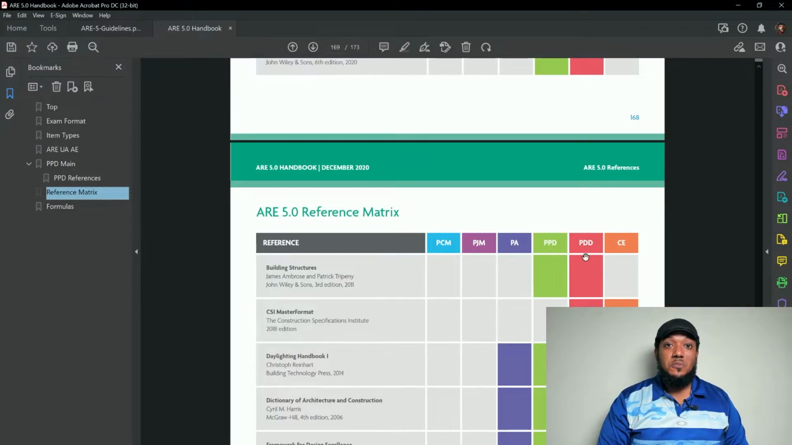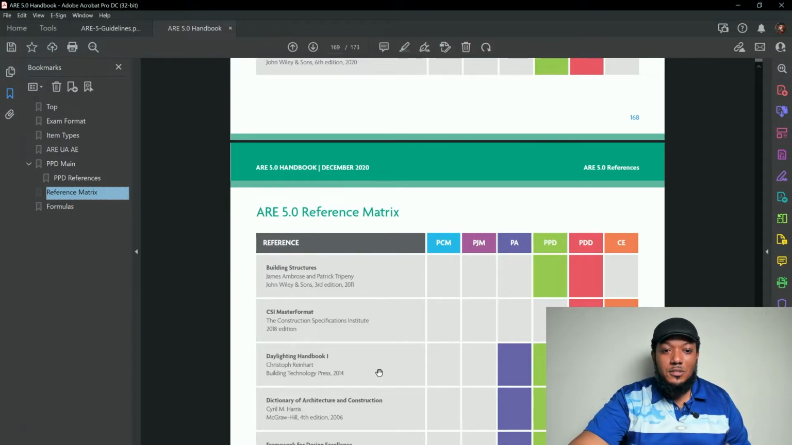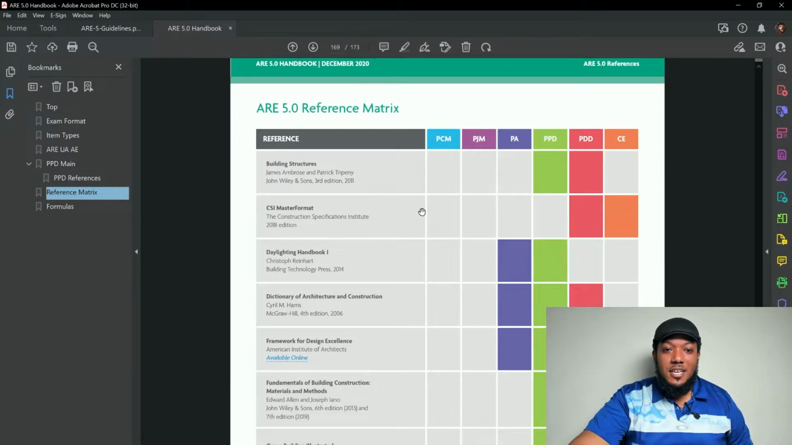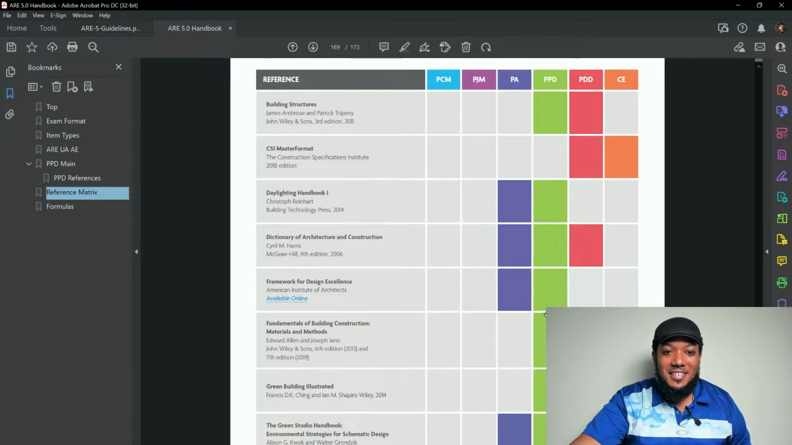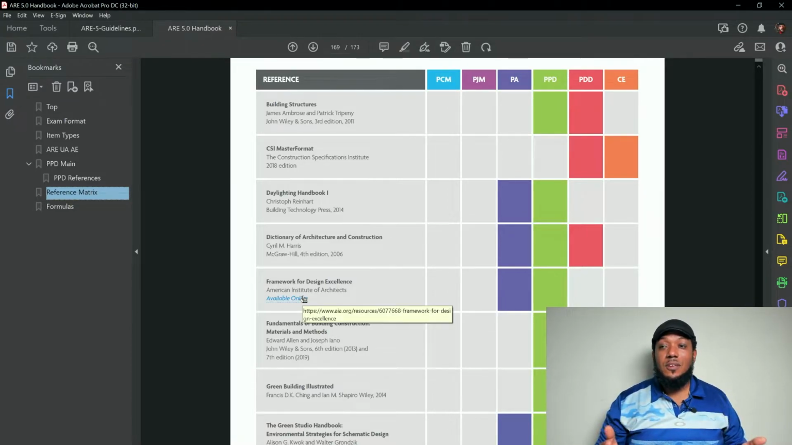Some of the other resources are really great for just understanding it, including the Ambler book, but also the Daylighting Handbook. I did not get that, but it sounds very interesting. Dictionary of Architecture and Construction sounds useful, but I didn't get that one. The Framework for Design Excellence is something I went through. It's free and it's a great resource. I went through it and it was very useful.